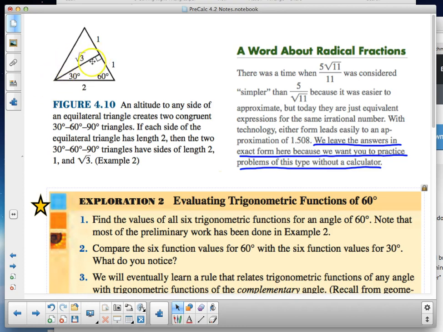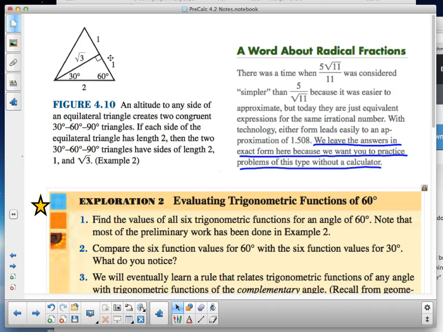But there are two 30, 60, 90 triangles inside an equilateral triangle that's been cut in half by an angle bisector or perpendicular bisector. An altitude to any side of an equilateral triangle creates two congruent 30, 60, 90s. If each side of the equilateral triangle has length 2, then the two 30, 60, 90 triangles have sides of length 2, 1, and the square root of 3. Okay, so we're just going over that particular property as we look at those.